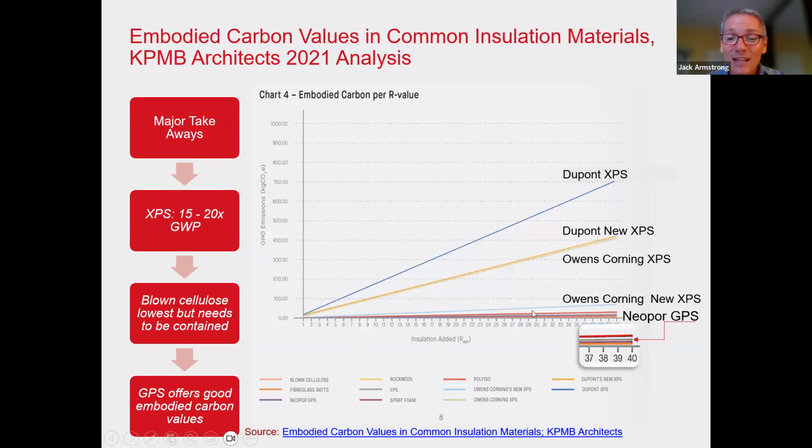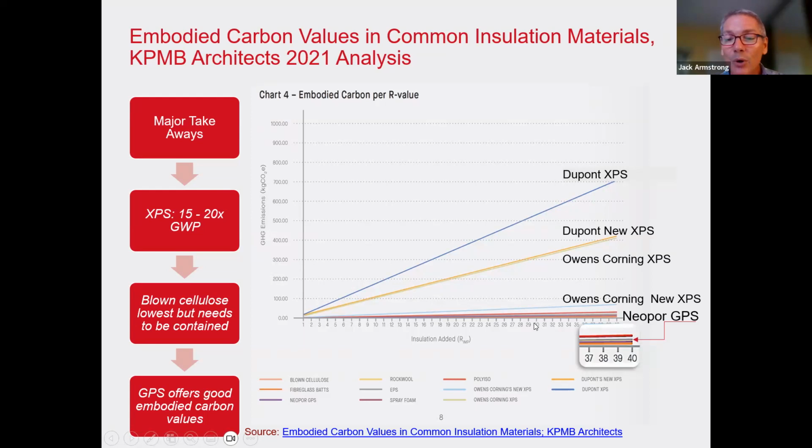So the lowest numbers here, they're all so close to one another. They're kind of run together, and you can see the exploded view here between cellulose and fiberglass and Neopor graphite polystyrene insulation. They're almost all kind of together in the same little band down there. But the standout ones are extruded polystyrene. So XPS, regardless of which flavor and which company, companies have been reformulating them.